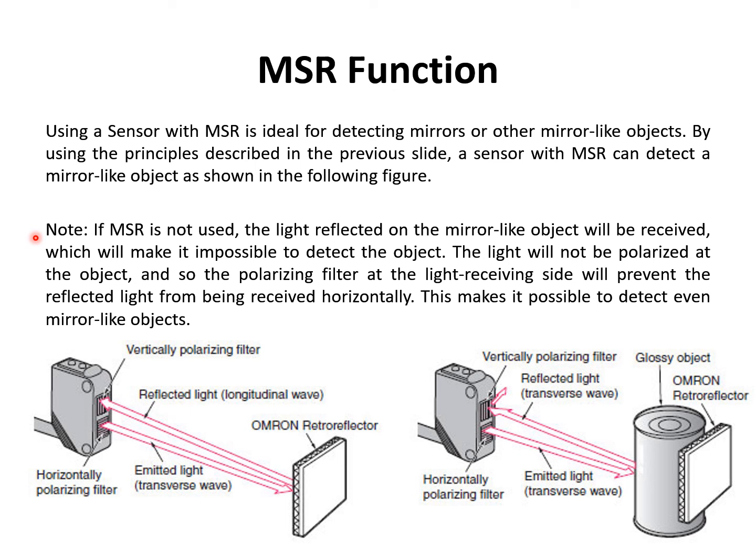The light will not be polarized at the object, and so the polarizing filter at the light receiving side will prevent the reflected light from being received. This makes it possible to detect a mirror-like object. So again, for example, we have this glossy object or can that could reflect the light, but since it cannot change the polarity of the light from vertical to horizontal or vice versa, the receiver cannot detect the light because it won't pass through the filter.